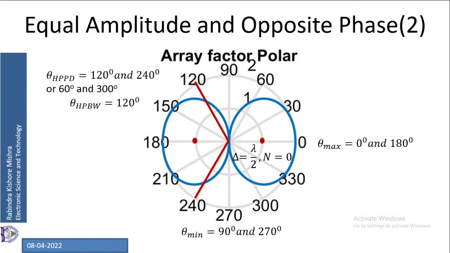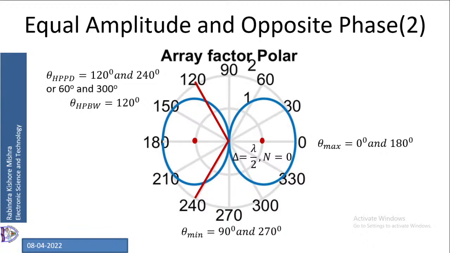Since the null is perpendicular to the z axis, and the maxima is along the z axis, or the array axis, this is an end fire array. So equal amplitude and opposite phase gives us an end fire array. Half power beam width will be between 120 and 240 degree. So 240 minus 120 gives us 120 degree. So the half power beam width is 120 degree.